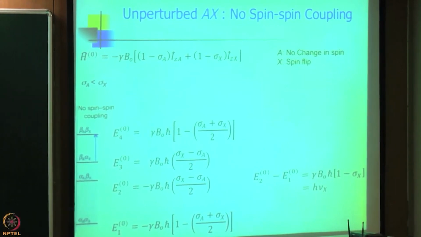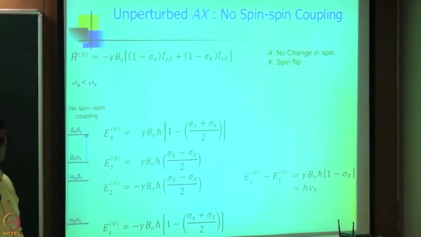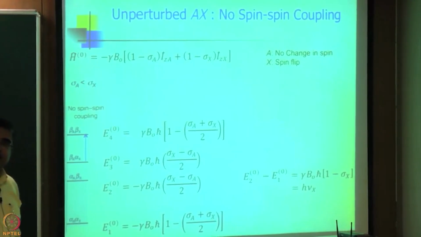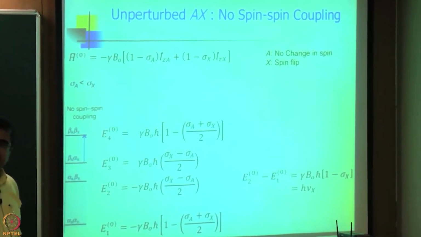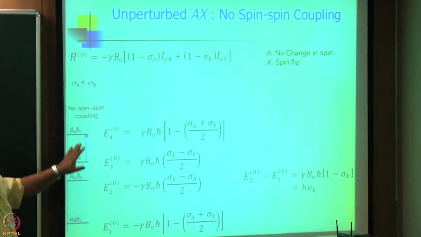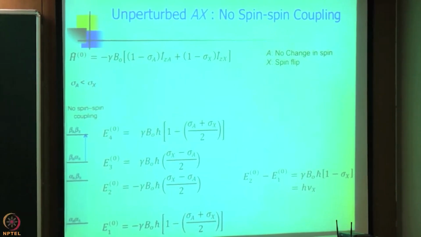So, beta A alpha X to beta A beta X. There also we get no change in spin for A and we get a spin flip for X. And remember something, are all these levels populated or not? All these levels are definitely populated.